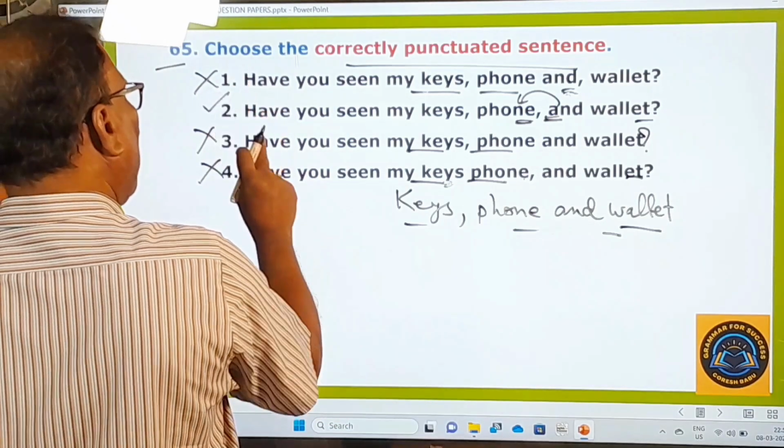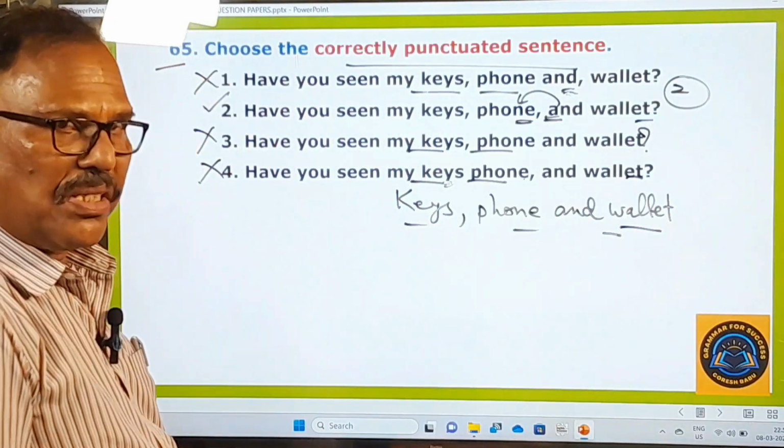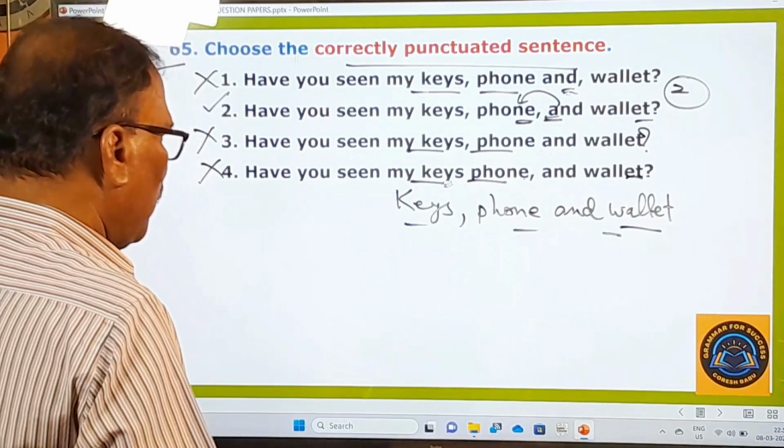So first one, third one, fourth one are wrong. Only the second one is going to be your answer. This is how you have to answer the questions. And now let's move on to the next question.